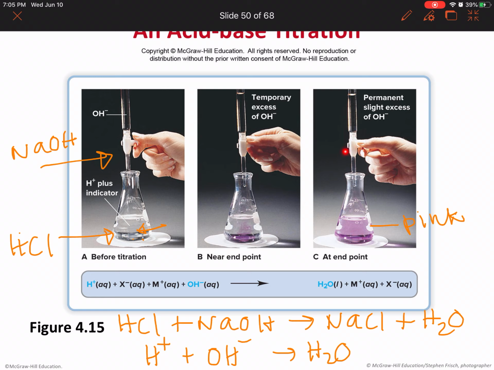Okay, and if you know the molarity of sodium hydroxide and you know the volume, then the number of moles are going to be 1 to 1. We can find out the molarity of the acid. Okay, and let's see how we're going to use a titration to find out the concentration of an unknown acid or a base by looking at an example in the next slide. But basically this is how a titration is being done.